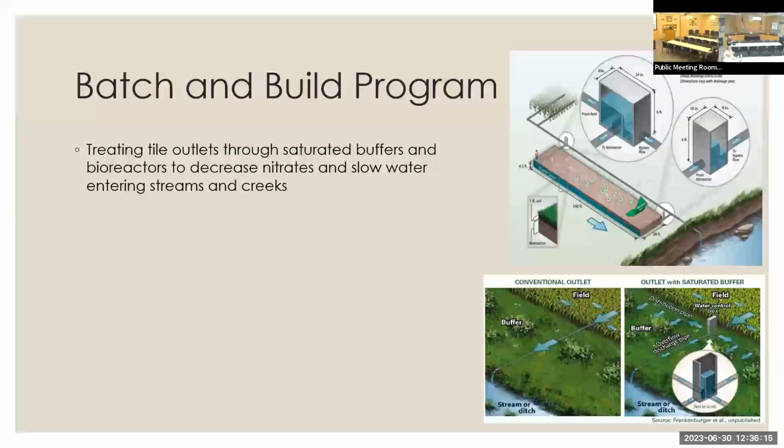So this is a batch and build program. Typically, what would happen would be a landowner or producer would come into the local NRCS office and say, I'm interested in getting a saturated buffer installed. What would then happen is the team at the office would have to go out and do all of the survey work, would have to do all the design work, and then the landowner would have to upfront some money to hire an engineer and a contractor, and then they would have to do all the paperwork. So it was a lot of steps for the landowner.